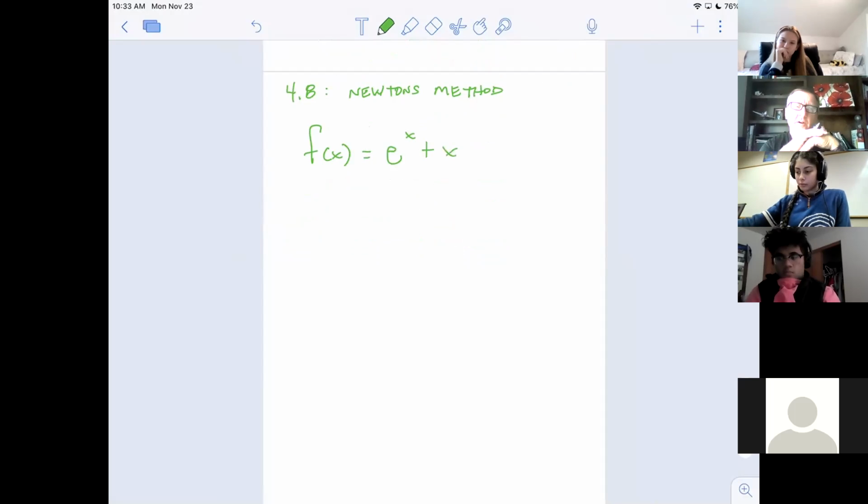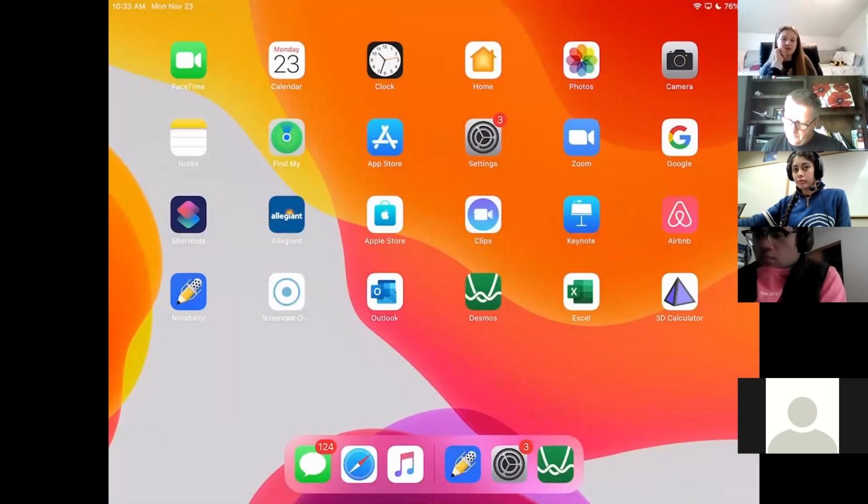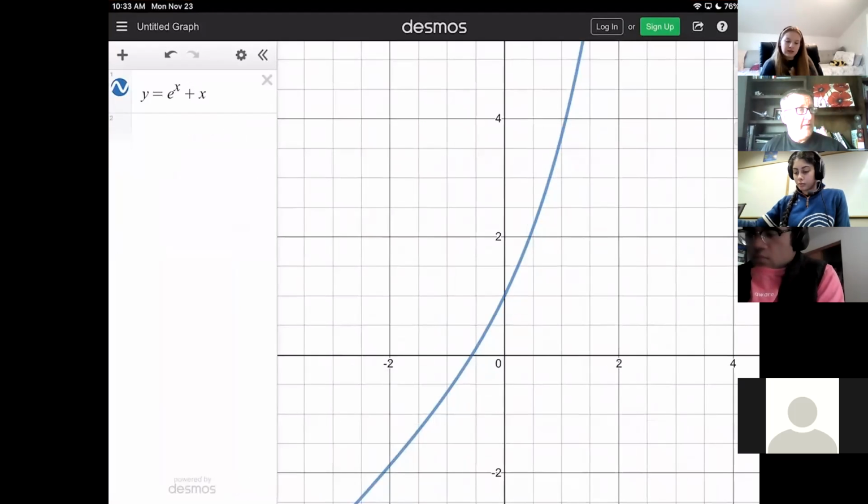Would you agree that's weird looking? Like you, in a sense, don't even really have a sense of what that might look like. It's who knows what that looks like. Well, I'm going to go to Desmos and graph it. Look at that. It's already there waiting for us.